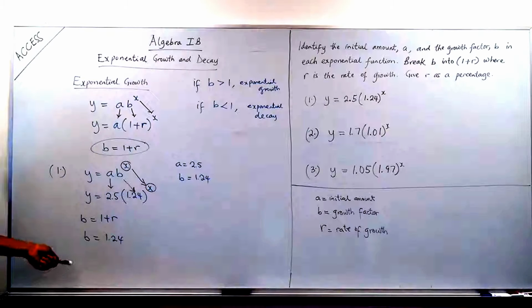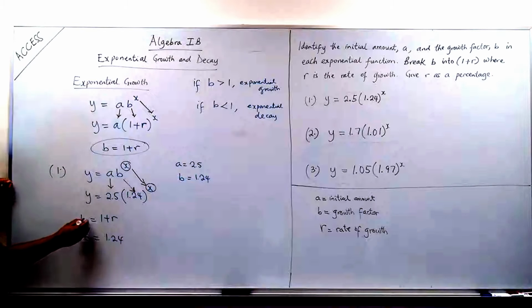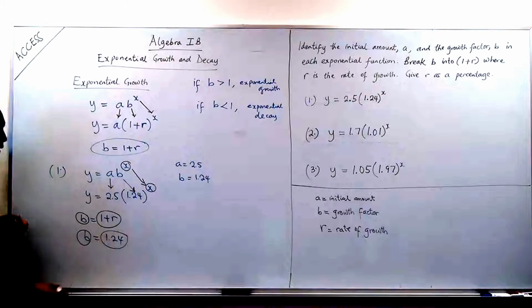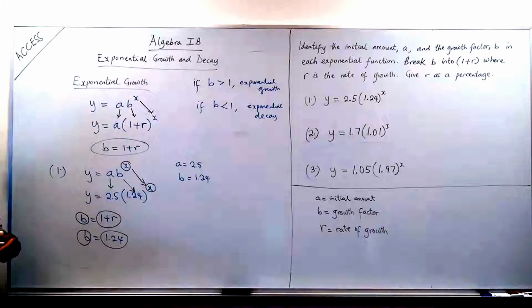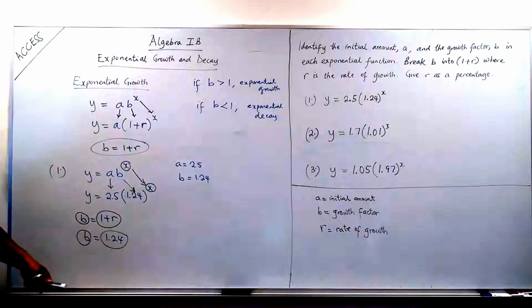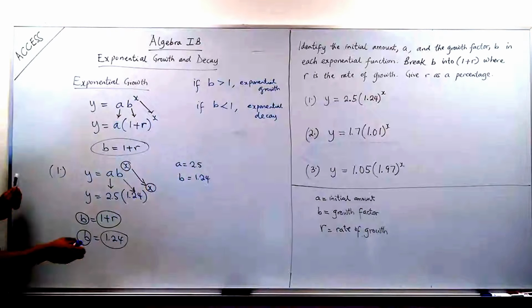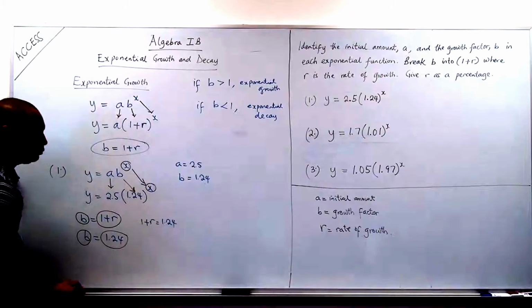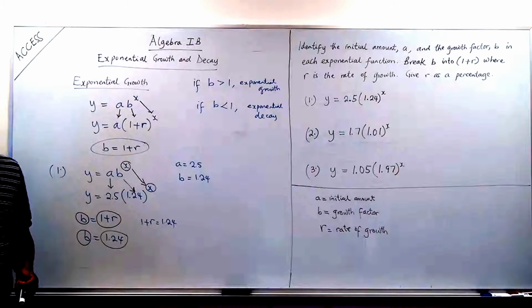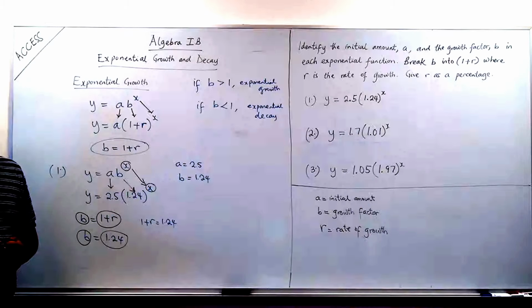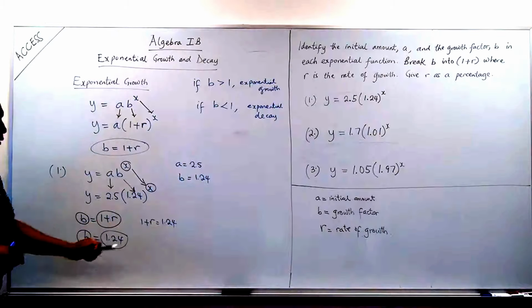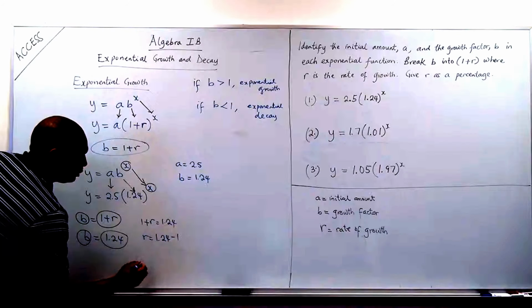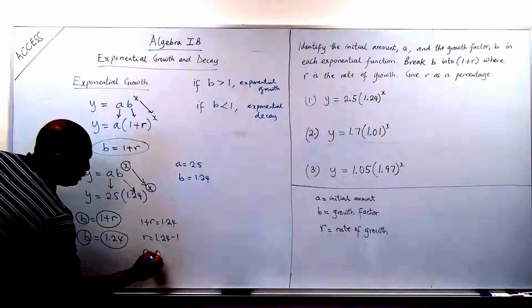So what does this tell you? b is equal to b. So this should be equal to this, so that we can find r. Equate this to this so that you can find r. We now have that 1 plus r will give us 1.24. And then you need to, of course, look at my videos on solving equations. You find that r will now be 1.24 minus 1. So our r will now be 0.24.